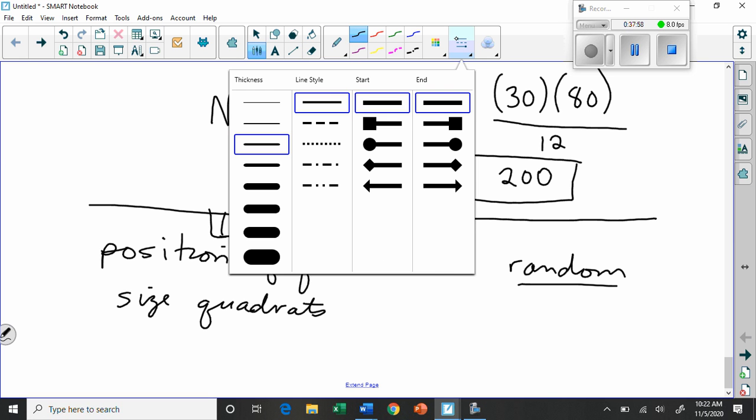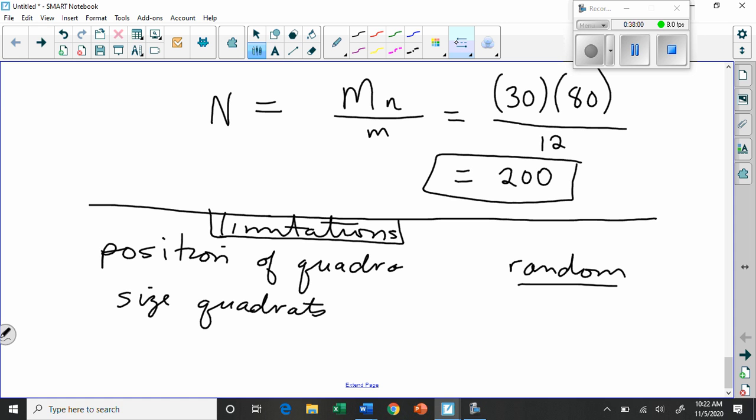That's very important too, because like we said, if you're doing elephants, you can't have a quadrat that's 3 feet by 3 feet. You have to have a quadrat that's quite large. Quadrat, not a quadrant. Those are two major limitations of the quadrat sampling.